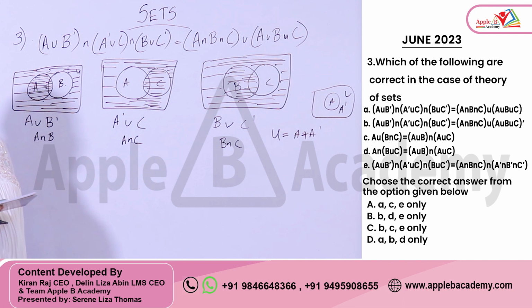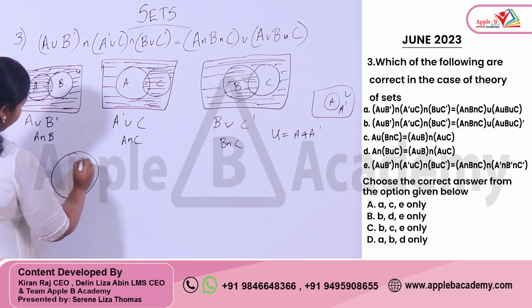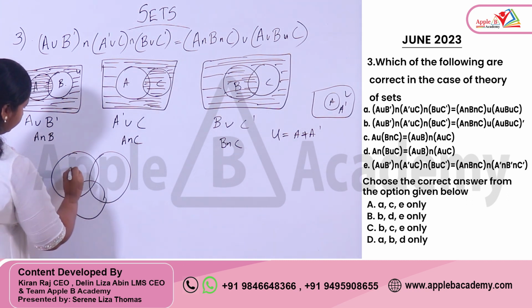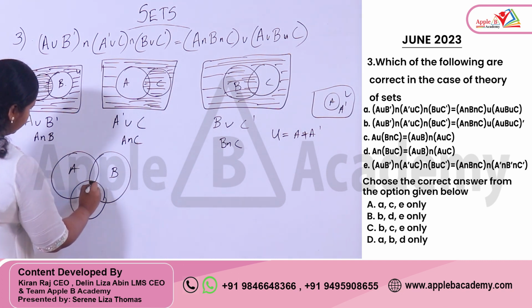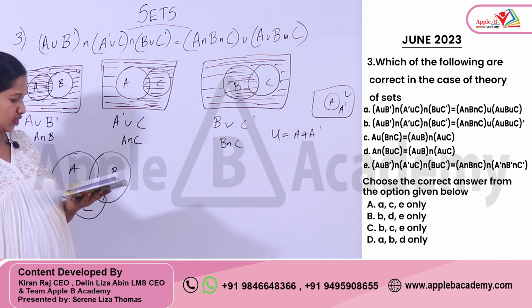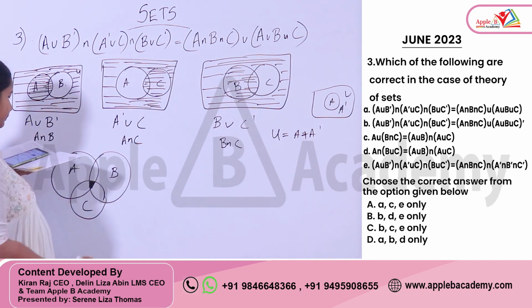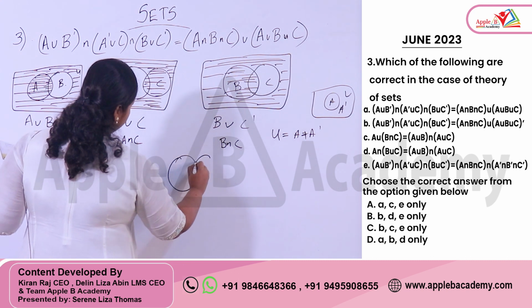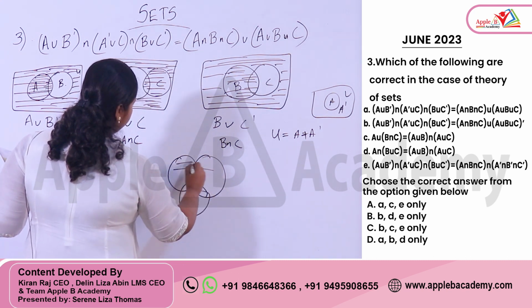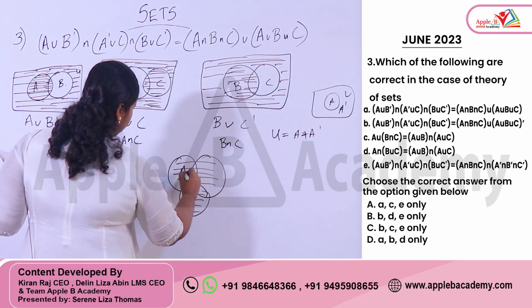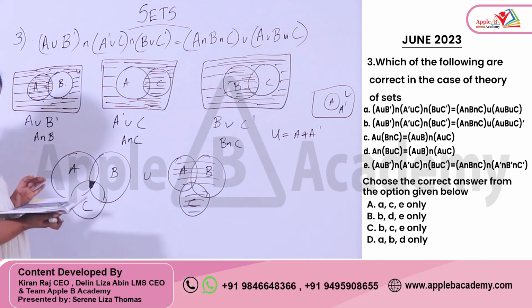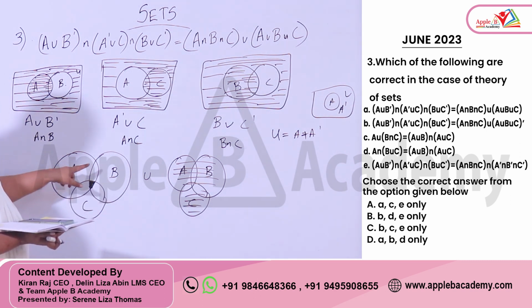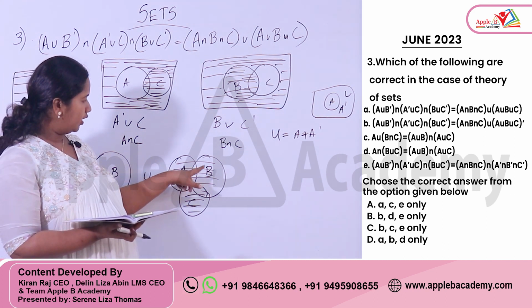Now we will see the RHS side, that is A intersection B intersection C. So this is the area. When you say A intersection B intersection C, union A union B union C. Union means you need to take everything. A intersection B intersection C, this portion, union A union B union C.